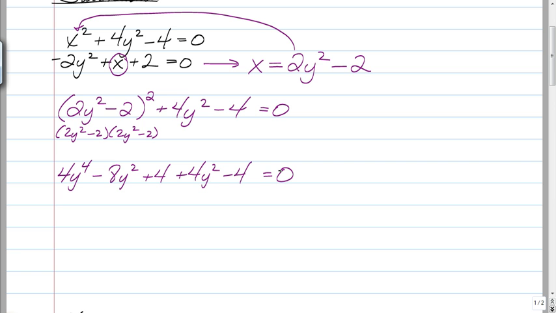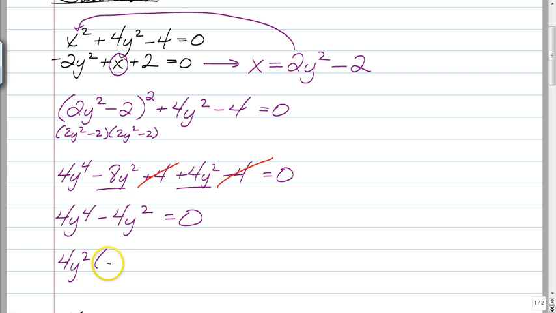So now we're going to combine a little bit of like terms. So we're going to have those 4's disappear. We have a negative 8y squared and a positive 4y squared. So when we combine these like terms, that's going to give us 4y to the 4th minus 4y squared equals 0. But now you can see that we are down to just y variables, and we can factor out a GCF of 4y squared. And that's going to leave us with a y squared minus 1 inside.